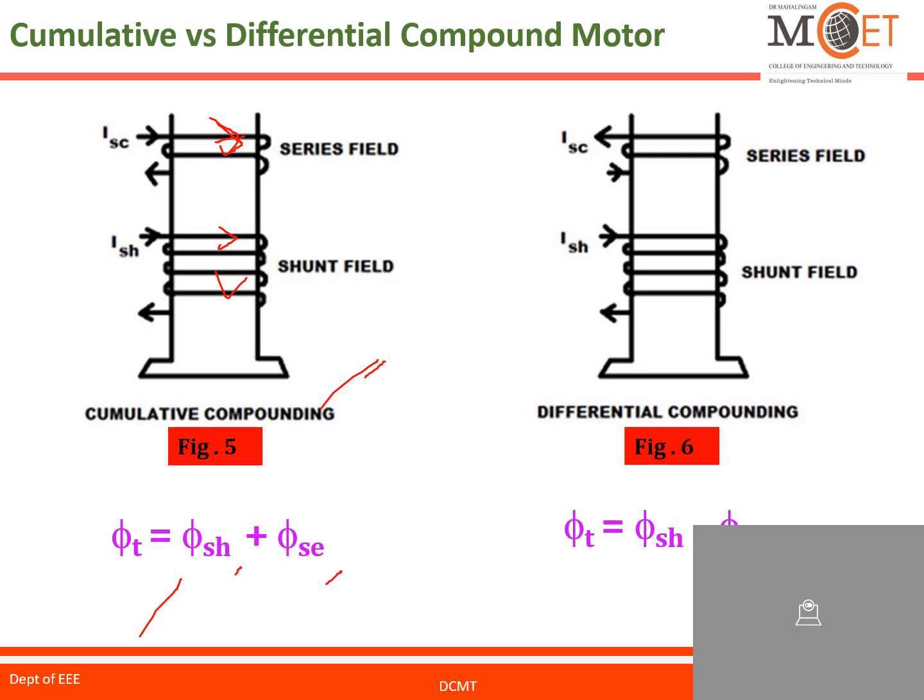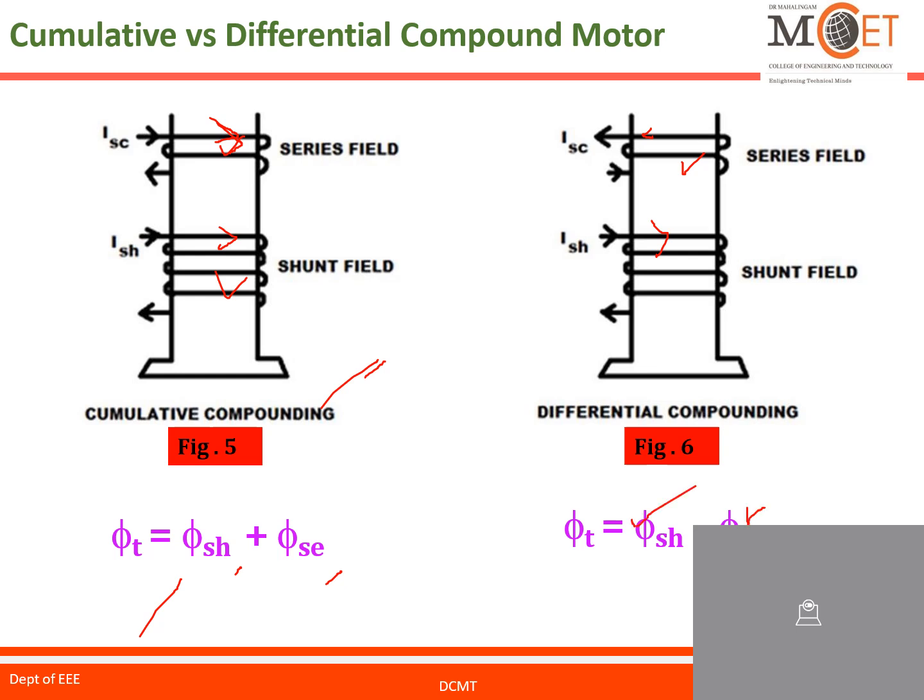But in the case of differential compound motor, the series field winding has the current direction like this. In the shunt field, the current direction is like this. So the series field opposes the shunt field. Hence, the total flux equals the shunt flux minus the series flux.